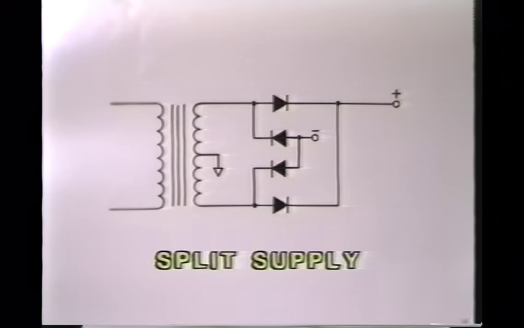Because it's the transformer that determines the voltage of the supply, the voltage of the positive half of the split supply is equal to the voltage of the negative half of the split supply. They have the same voltage, but opposite polarity. Split supplies are very popular in video games. There's certainly no sense in using a separate transformer for your positive and negative power supply when you can make both supplies by adding just 2 additional diodes.